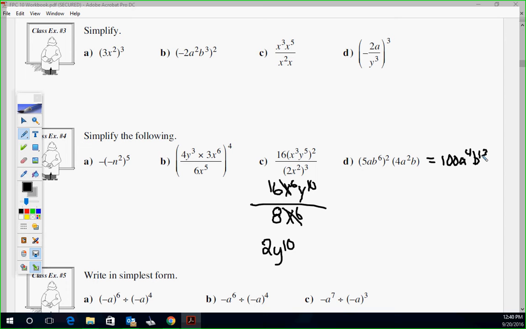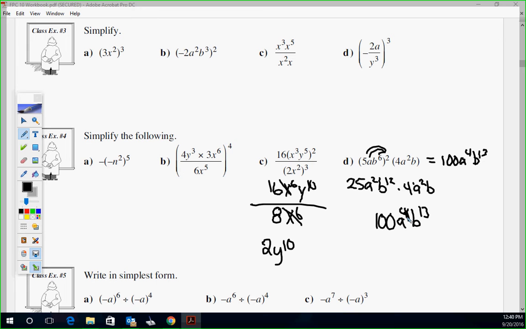All right, so the square hits all three. So 5 squared is 25, so I'll write that. A squared, B12. There's nothing to do here, but I have a times 4, A2, B. 25 times 4 is the 100 she has. A2 times A2 is A4 that she has. B12, B1 is the B13 that she has. So you are correct. Good job.